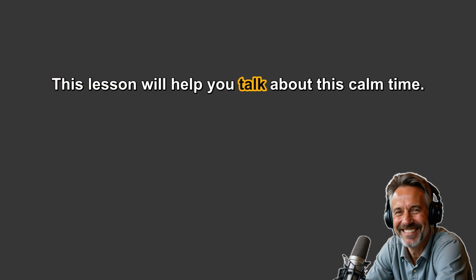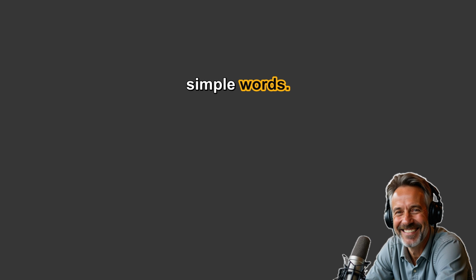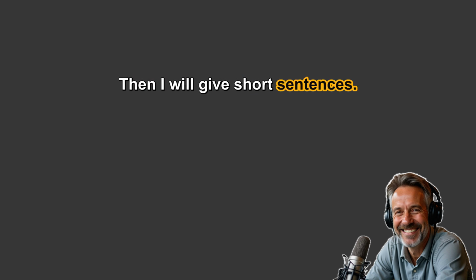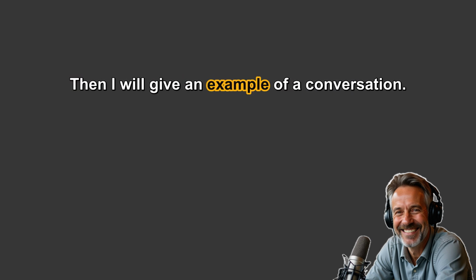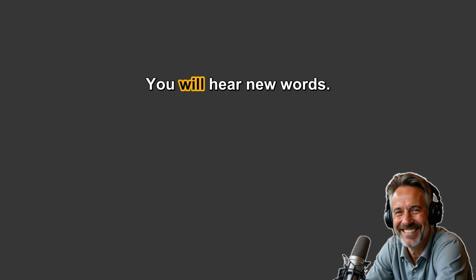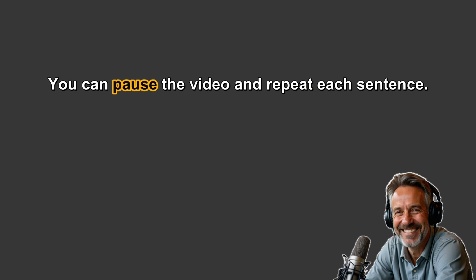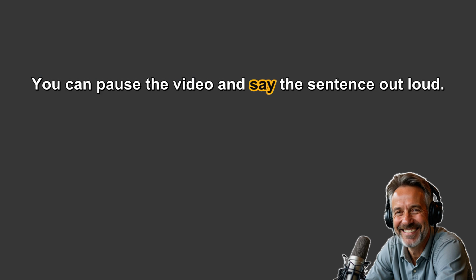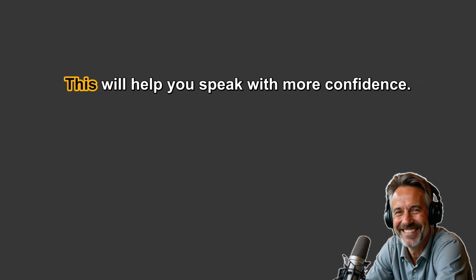This lesson will help you talk about this calm time. First, I will give some simple words. Then I will give short sentences. Then I will give an example of a conversation. Now I will give an example of how you should introduce yourself. Listen and repeat. You will hear new words. You can pause the video and repeat each sentence. You can pause the video and say the sentence out loud. This will help you speak with more confidence.